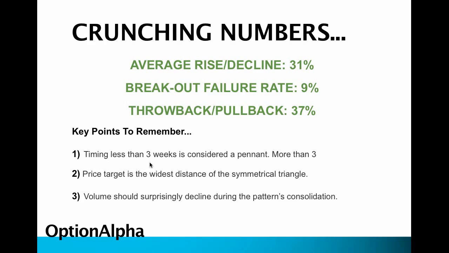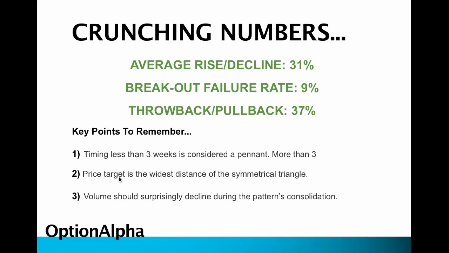Timing: less than 3 weeks is considered a pennant. More than 3 is considered a triangle or a symmetrical triangle. A lot of people will confuse a pennant, which is just about 3 weeks, with a triangle, and it's actually not the case. Triangles are a little bit bigger patterns. They take more time to form. They're a little bit longer in duration.